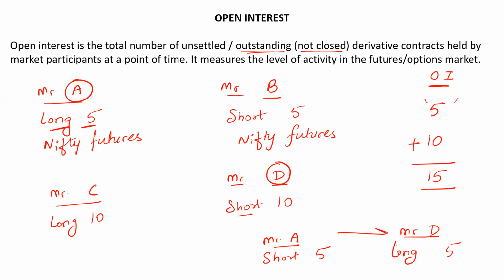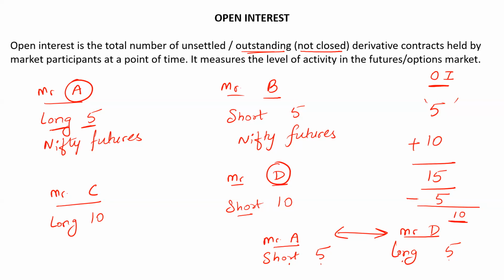The transaction can happen between Mr. A and Mr. D because one party is the short, the other party is the long, and the number of contracts is the same. So Mr. A and Mr. D have closed 5 contracts. So they have exited their positions from 5 contracts. So now these 5 contracts do not exist. Now the open interest is only 10.